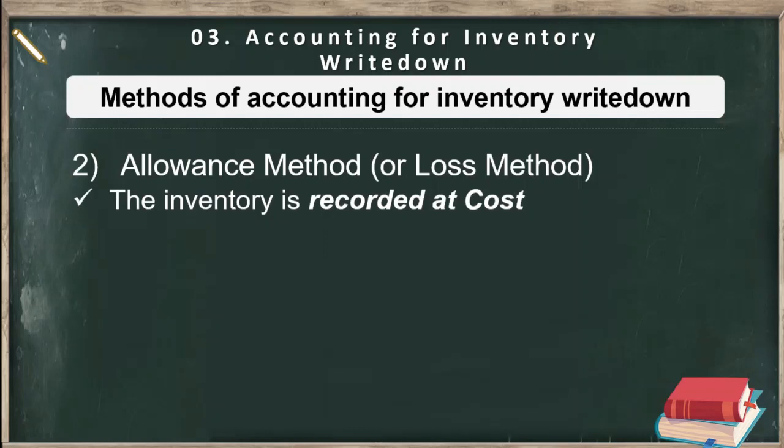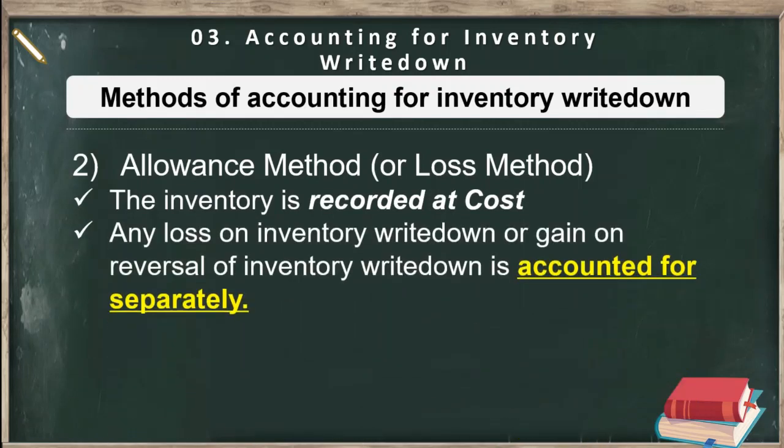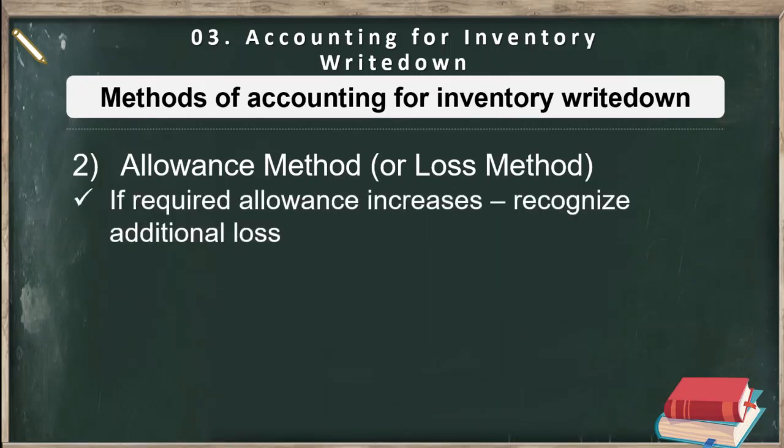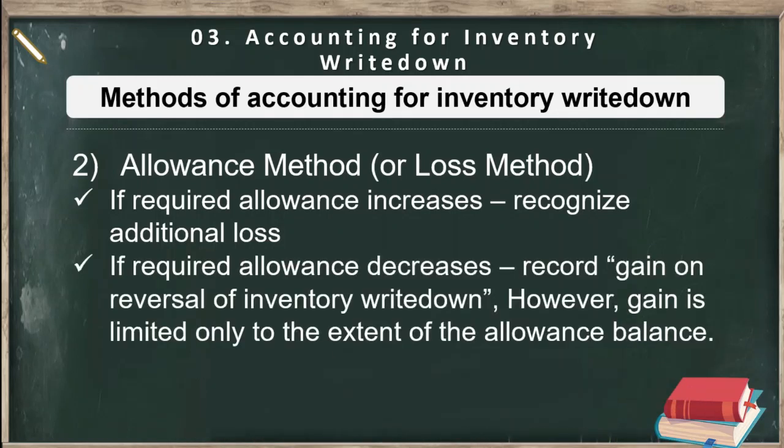The second method is the allowance method. The inventory will be recorded initially at cost, and then afterwards, we're going to prepare a separate entry for the loss on inventory write-down, or if there is a gain on reversal of inventory write-down, we're going to recognize that as well. The journal entry for this one would be loss on inventory write-down and allowance for inventory write-down. If the required allowance increases, then we will recognize additional loss: debit additional loss on inventory write-down and credit allowance for inventory write-down.